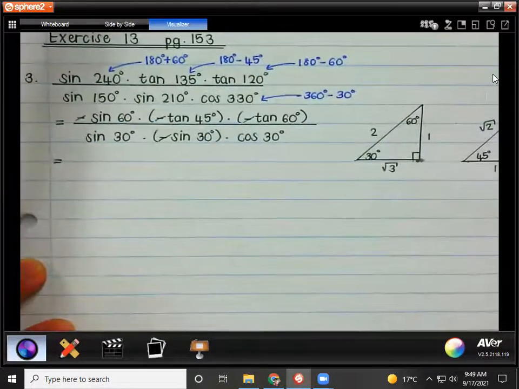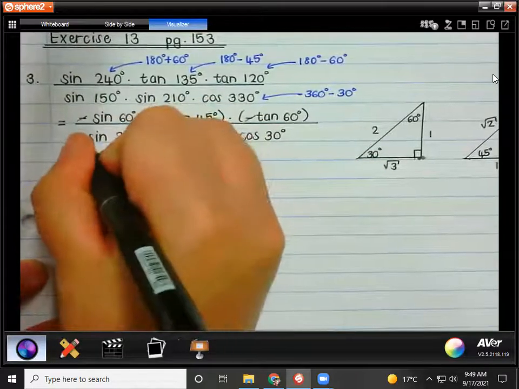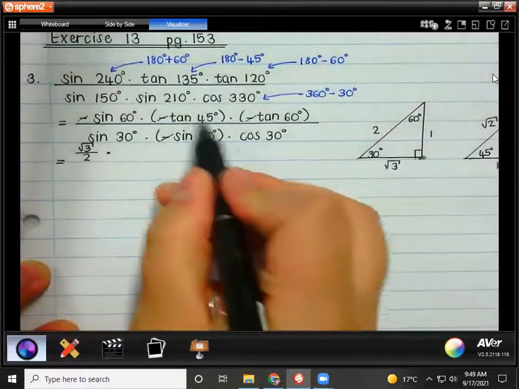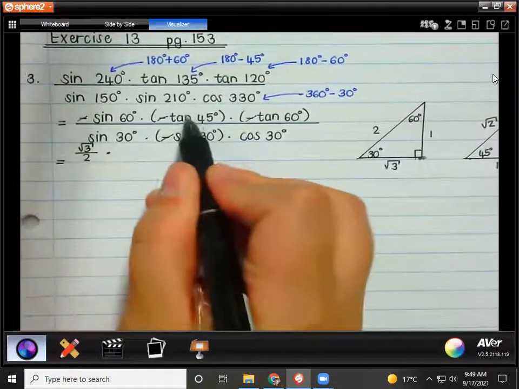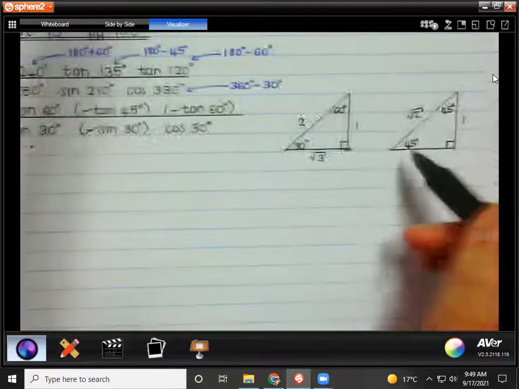So sine 60, sine is opposite over hypotenuse, so that's root 3 over 2. Then we're finding tan 45. Sorry, I just said tan, that's not great. Tan 45, and tan is opposite over adjacent, so that's just going to be 1.